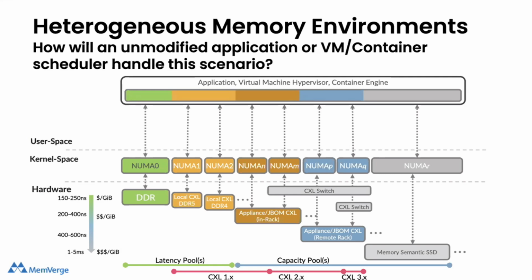And as we get into 3.0 specification devices in the future, now we've got multiple levels of switches. So we don't know then if that memory is in a JBOM or an appliance that's in the same rack as us, or in the rack next door, or in a pod down the row. All of these things are going to be coming down, and that's going to change the characteristics of the memory that is mapped to the application.